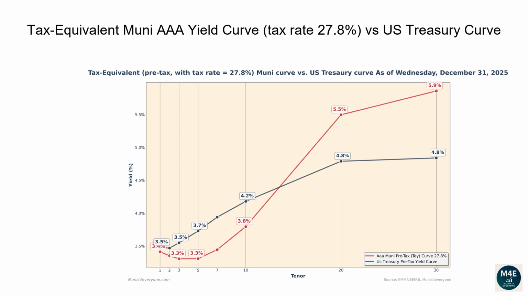Observing the current graph, we can see there are still some parts of the tax-equivalent Muni curve, displayed in red, currently trading above the Treasury curve, displayed in blue.